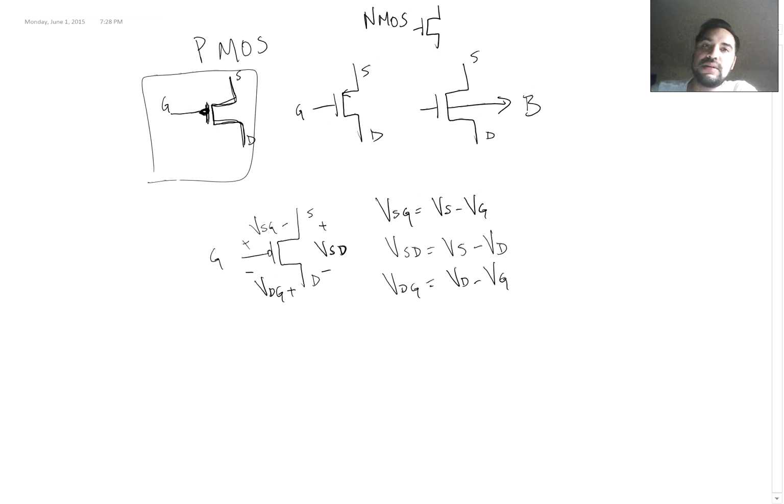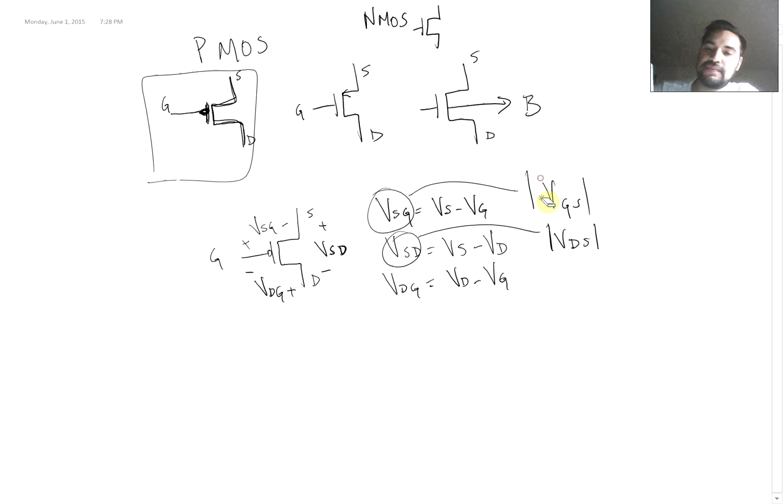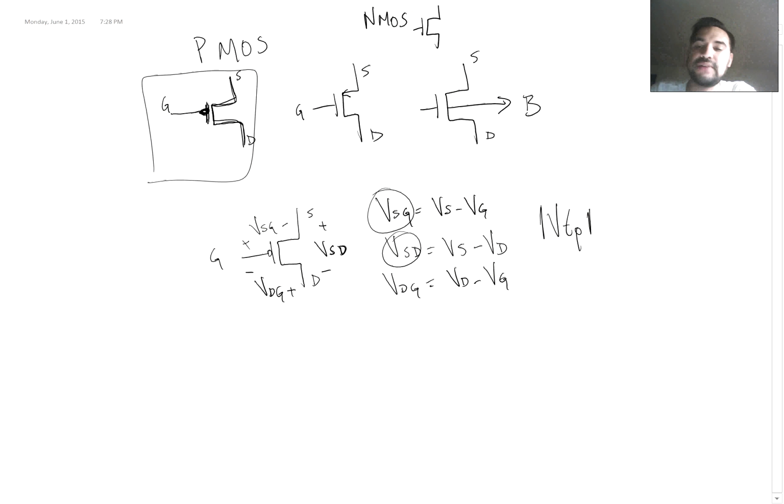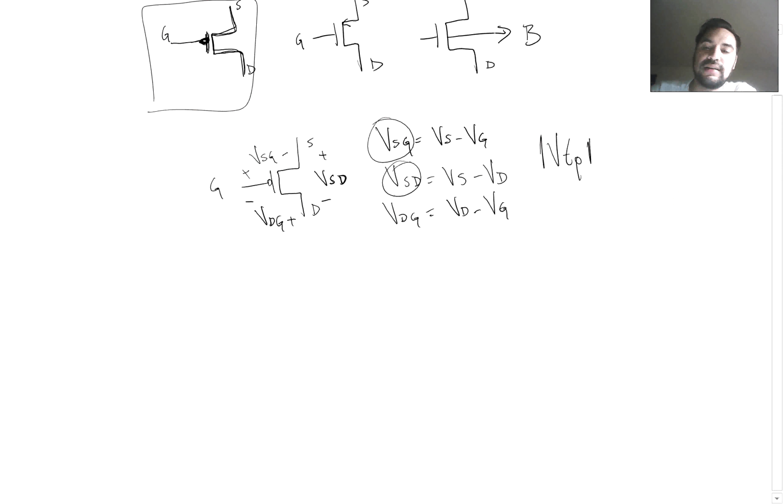In a lot of books you're going to see that they describe this VSG as an absolute value of VGS. I don't like to do that. That's kind of confusing. They also do this one as VDS, absolute value. So I'm just going to stick to the normal one, VSG. Okay, so what are the operations? The only thing that we are going to use as an absolute value is the threshold, so it's always going to be a positive value.